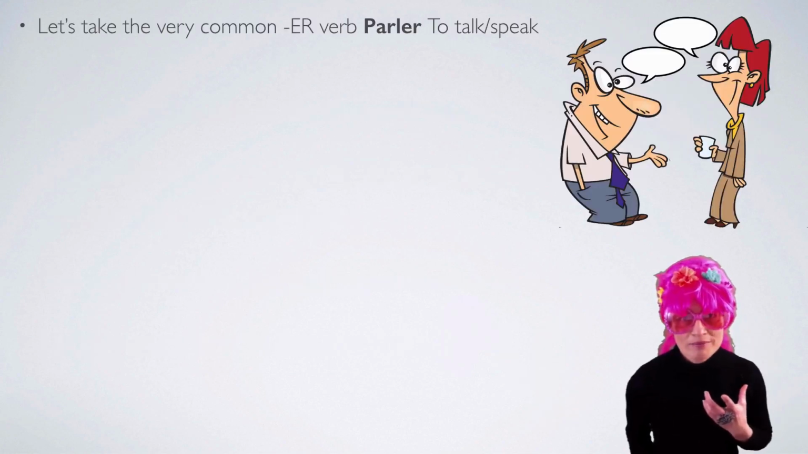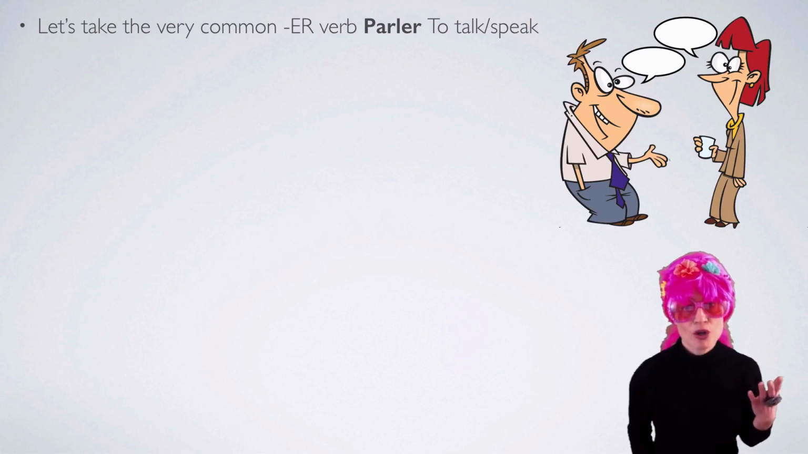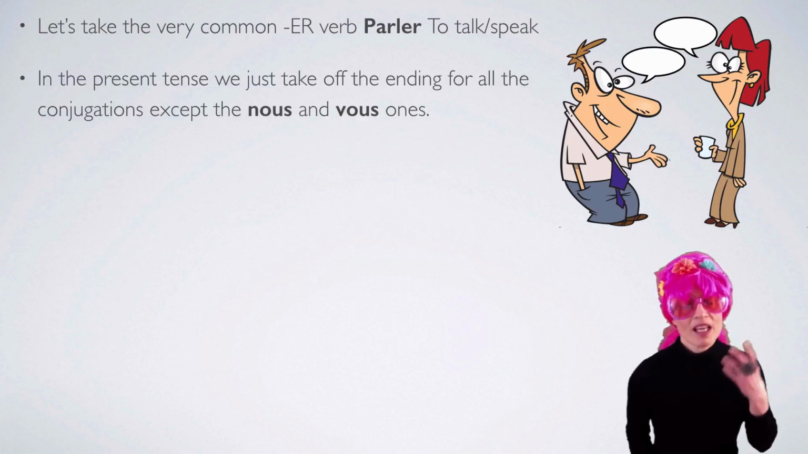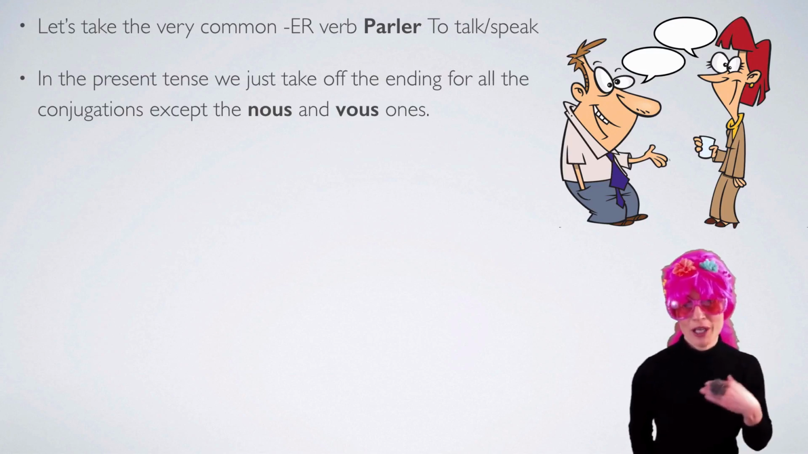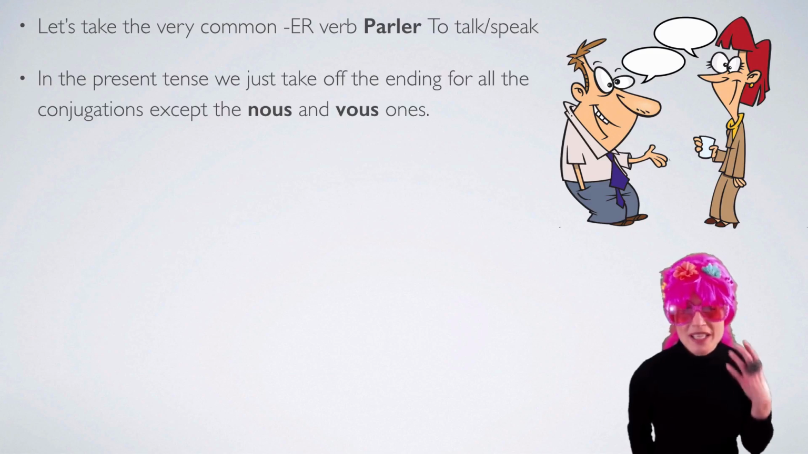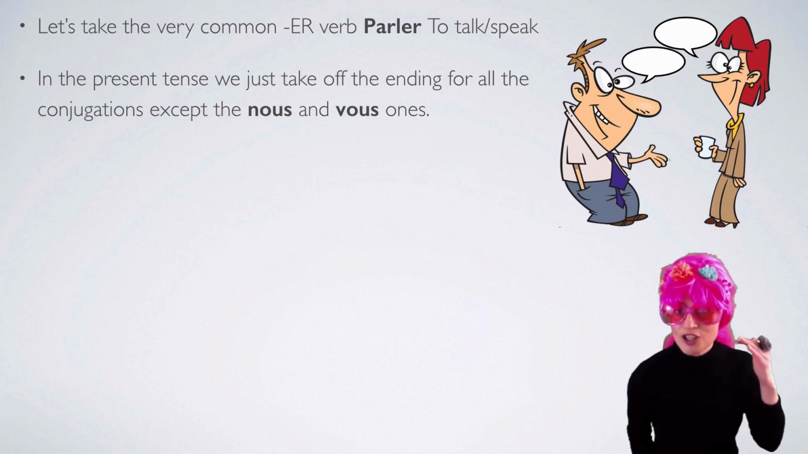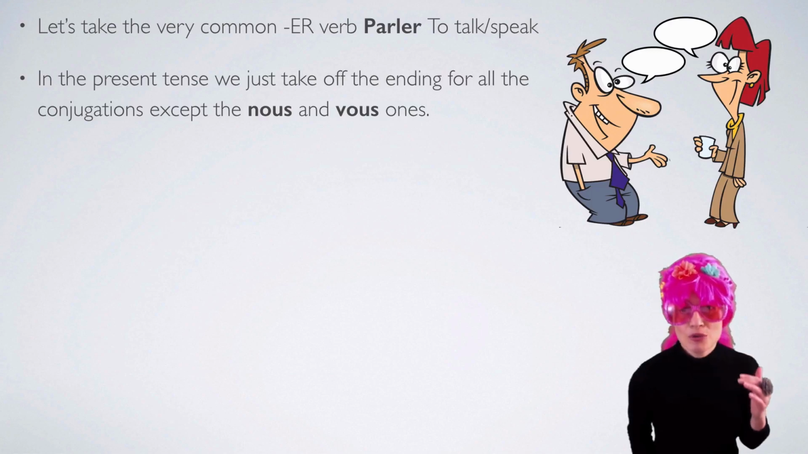Very common verb, parler, which means to talk or to speak. In the present tense, we just take off the ending. To get the right sound, we just take off the ER because parler means to talk. So you cannot say I to talk, he to talk. We need to change the sound. All you have to do is take off the ER, and you're left with the right sound for all the conjugations except for nous and vous. Let's have a go. Let's take off the ER.